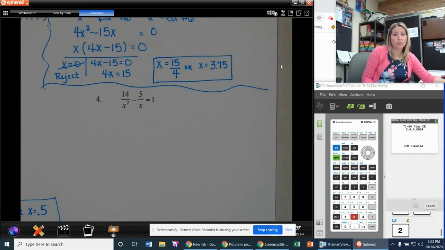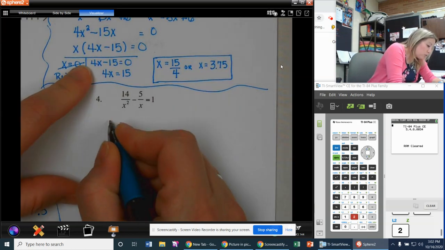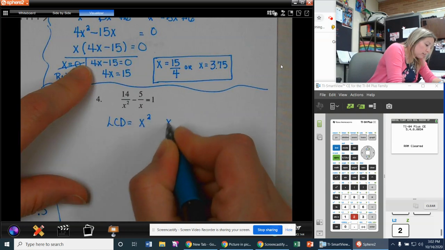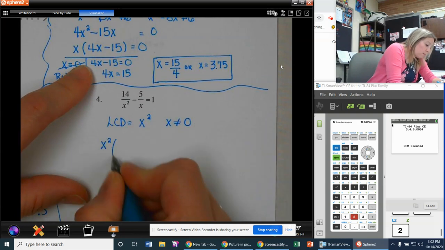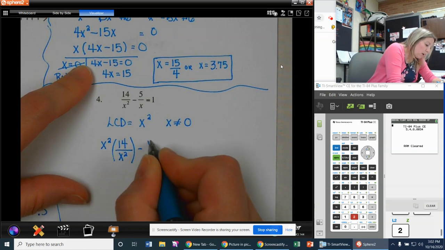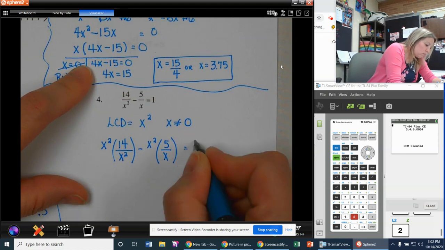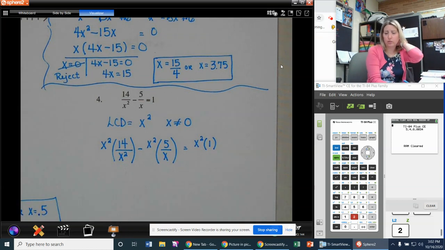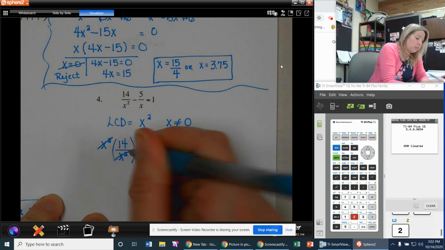Another LCD question. This time, quite easier denominators, right? I'll just do it right here that your LCD is your x squared, and x cannot be equal to 0. And now take x squared, being your biggest denominator, and multiply it by every piece of your equation. Now, when there's denominators, they'll cancel with your LCD. So, like here, that's just completely gone.